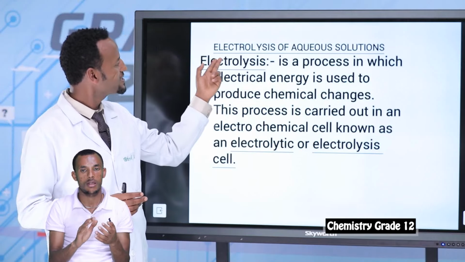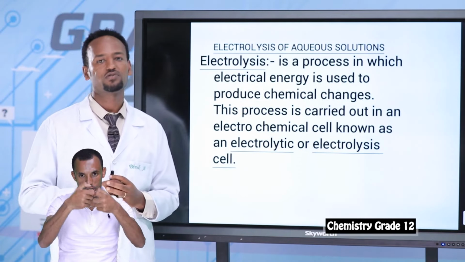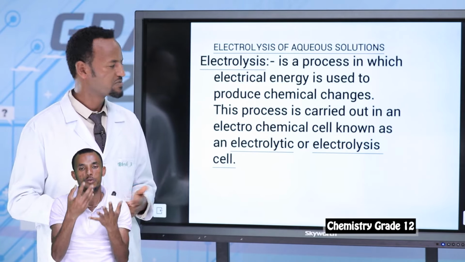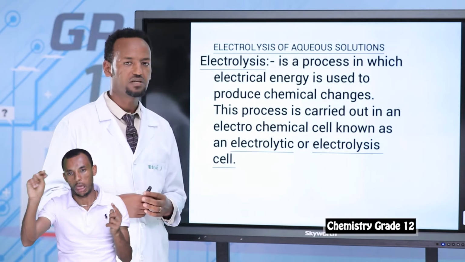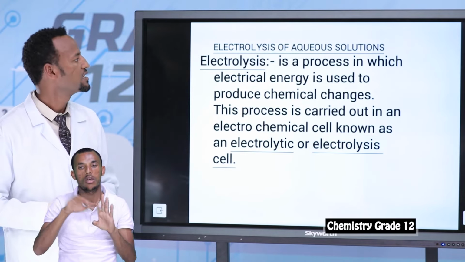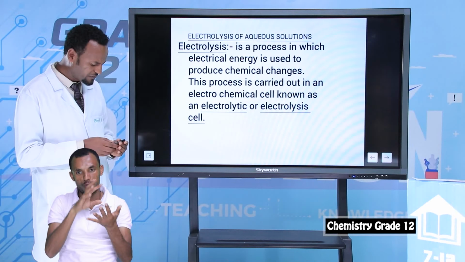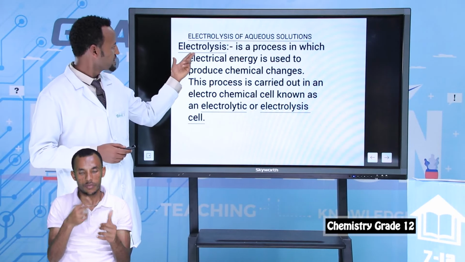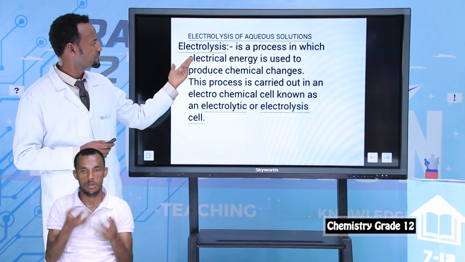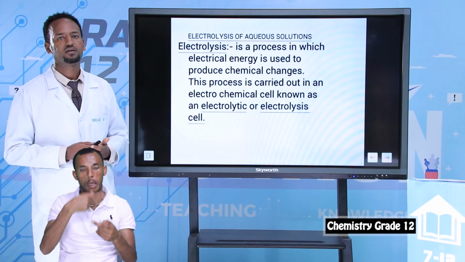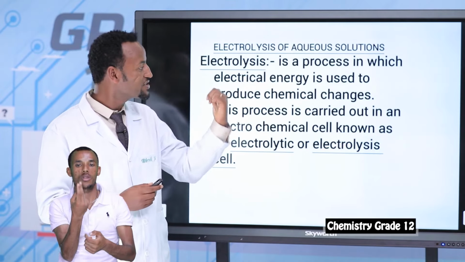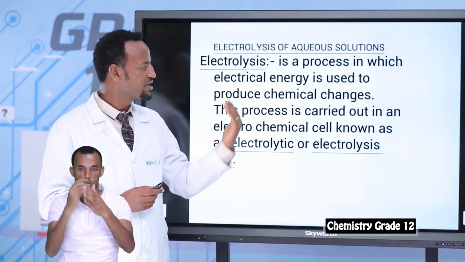Therefore, this is electrolysis of aqueous solutions. Aqueous solution means most substances, especially ionic compounds, are soluble in water. Most acids, most bases, most salts are soluble in water. Therefore, the first point is, what is electrolysis? Electrolysis is a process in which electrical energy is used to produce chemical changes.